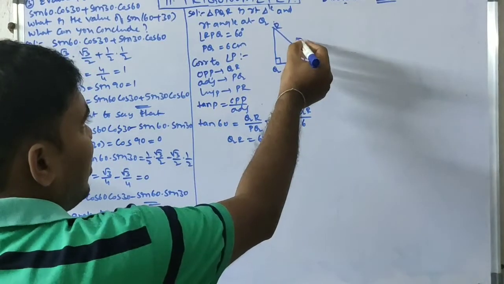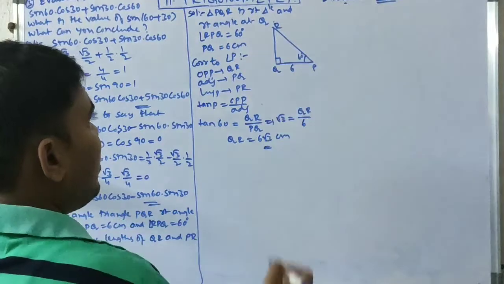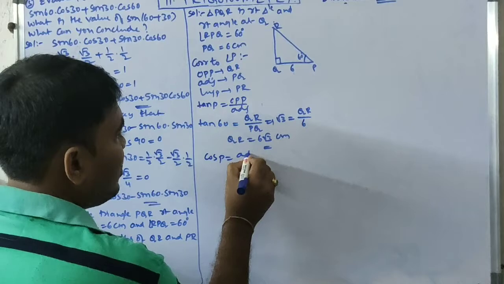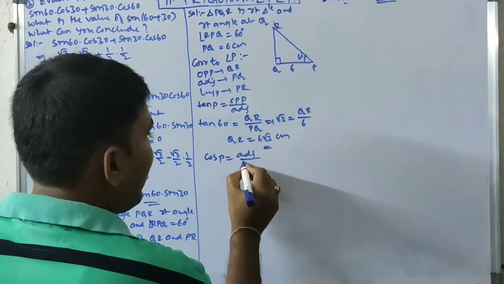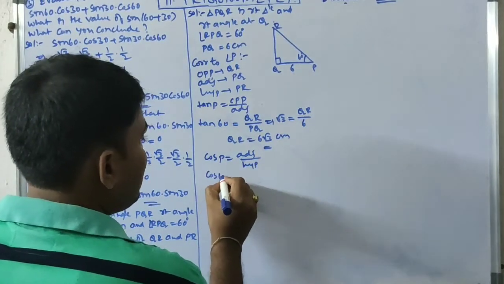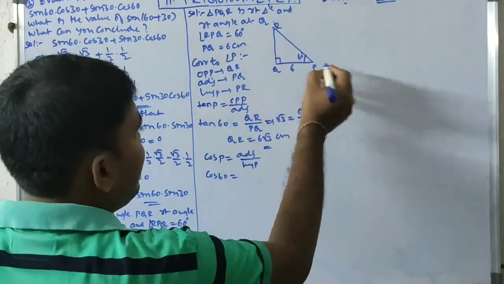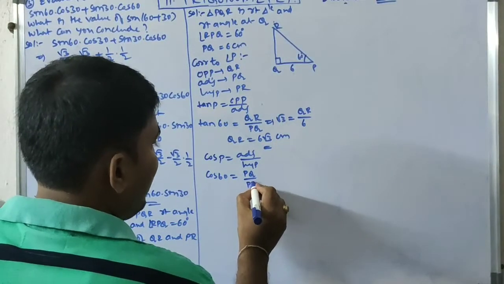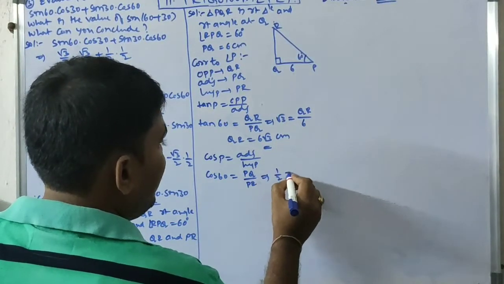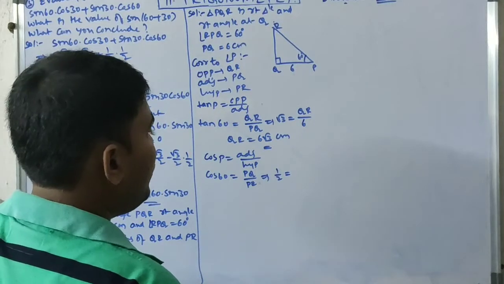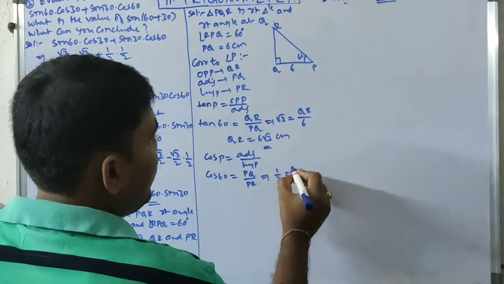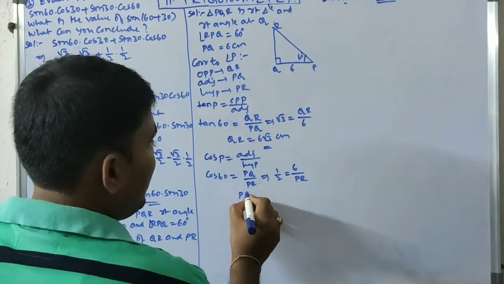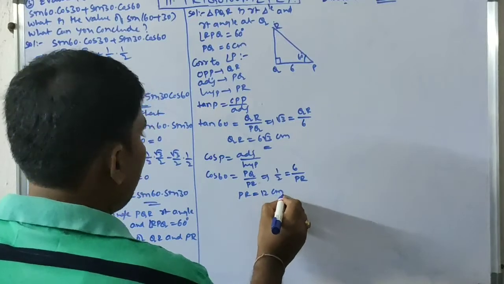Now we use the hypotenuse and adjacent relation, cos theta. Cos P equals adjacent by hypotenuse. Cos 60: adjacent is PQ, hypotenuse is PR. Cos 60 value is 1 by 2, equals PQ, which is 6, over PR, which we don't know. Cross multiplication: PR equals 6 into 2, 12 centimeters.